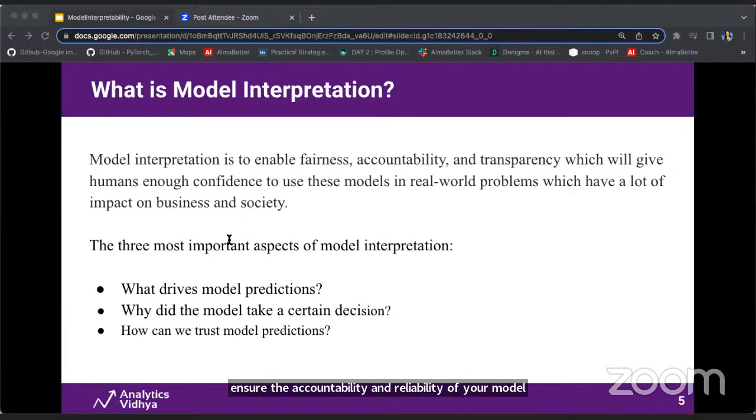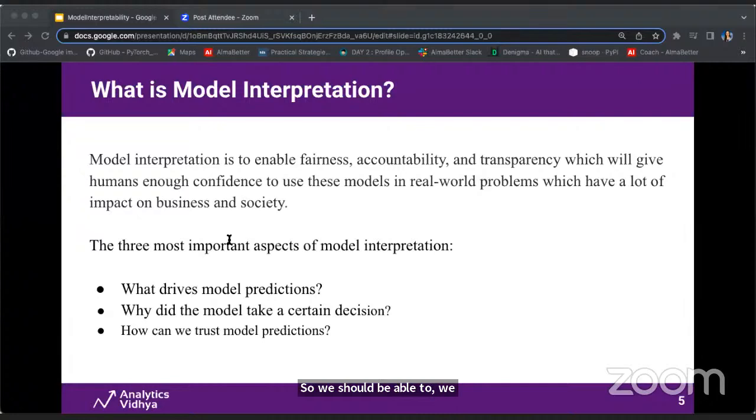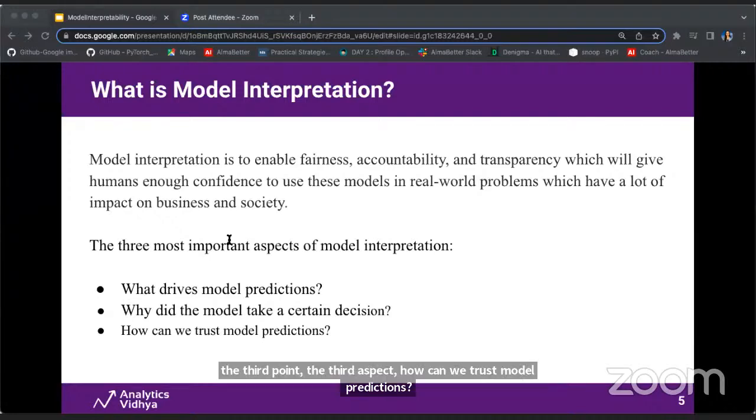Let's come to the third aspect, which is how can we trust model predictions? So we should have the functionality to evaluate and validate any data point and how a model takes decisions on it, right? So this should be demonstrable and easy to understand for the stakeholders for which you are modeling, that your model works as expected, right? So this will ensure the transparency of your model, right? So the first point, what drives model prediction, will ensure the fairness of your model. The second point, why did the model take a certain decision, will ensure the accountability of your model. And the third aspect, how can we trust model predictions, will ensure transparency of the model.